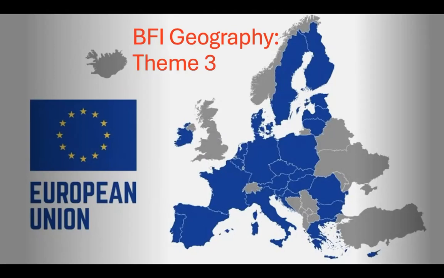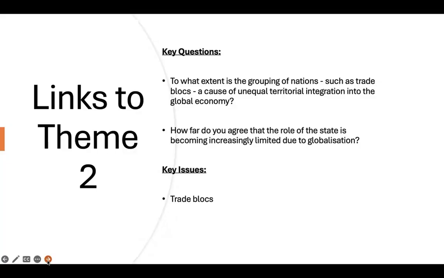It's important to see how all of this links, especially to theme 2 of the BFI programme, of which there are two really important key questions, which you can see on the screen there, about the grouping of nations. Is it a cause of unequal territorial integration into global economy? And then also don't forget that although we're talking about a trade bloc, it essentially comes down to the role of the governance at nation state level. So how far do you agree that the role of the state is becoming increasingly limited in this globalized world?